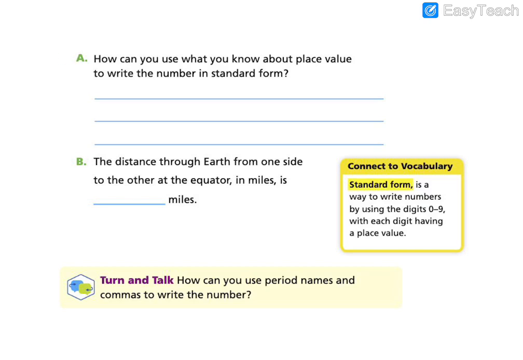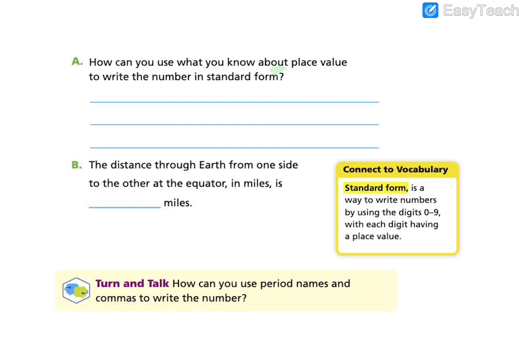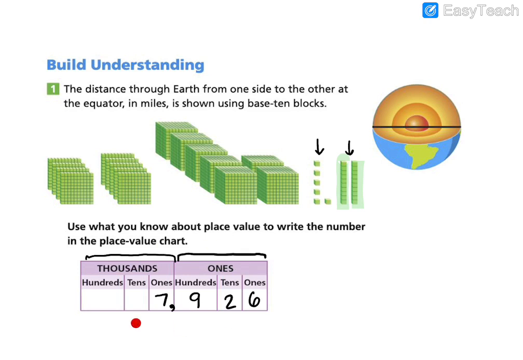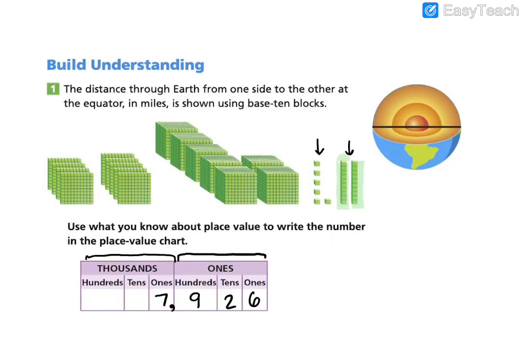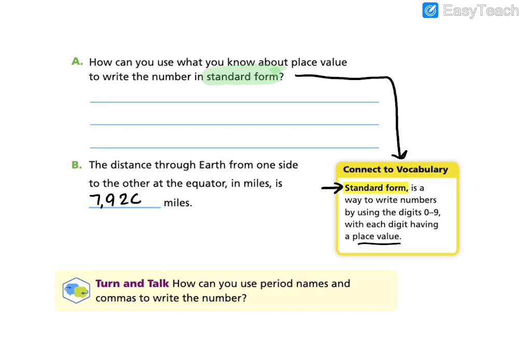So now we can look at our questions. Letter A asks us, how can you use what you know about place value to write the number in standard form? Right away, if you aren't sure what standard form is, we need to take a look at our vocabulary box down here. It tells us, standard form is a way to write numbers by using digits 0 to 9, with each digit having a place value. So we are going to show this number that we put in our place value chart in standard form. I'm actually going to go ahead and answer question B first before I come back and do A. Because B is asking me what that number was that we found. The distance through Earth from one side to the other at the equator in miles is, and then we read our number, and we can go back. We have 7,926, remembering to put that comma right where it belongs, in between periods.